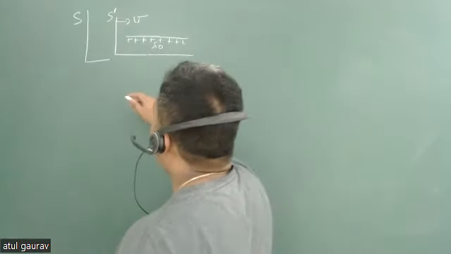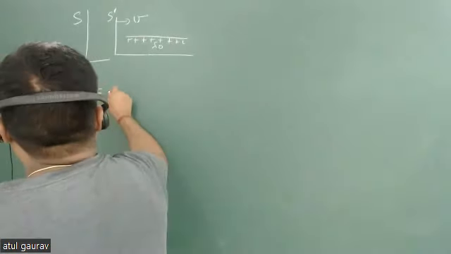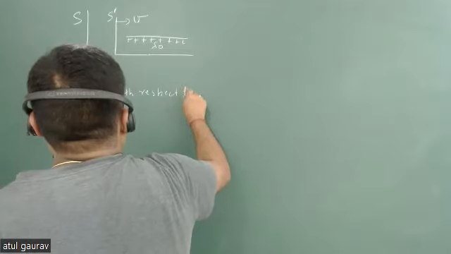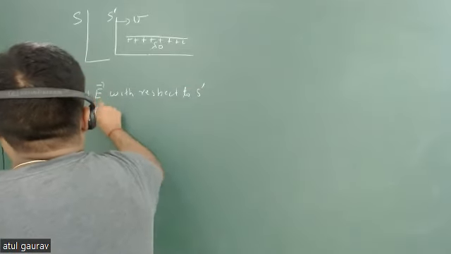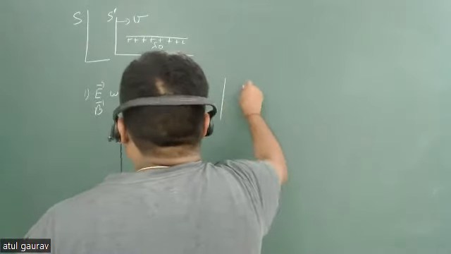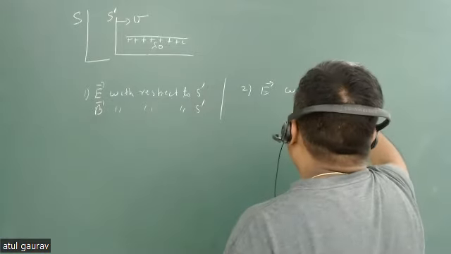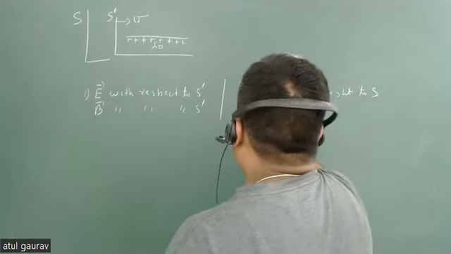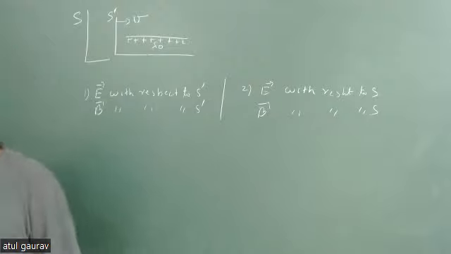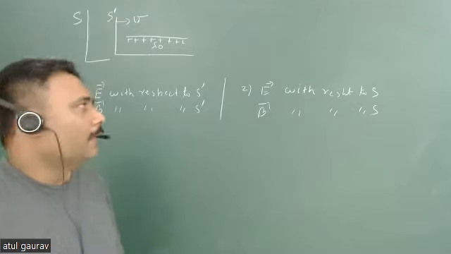So what do we have to do? First we have to find the electric field with respect to S dash, the magnetic field with respect to S dash, and then we have to again find the electric field with respect to S, and then find the magnetic field with respect to S. And we will just use the fundamental theory of electromagnetism.